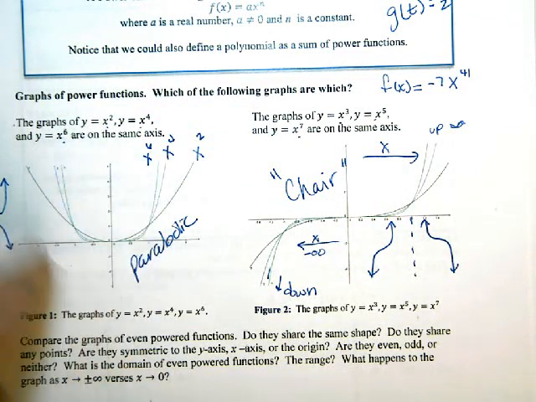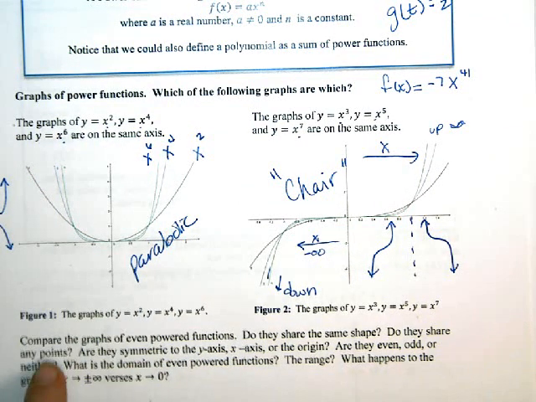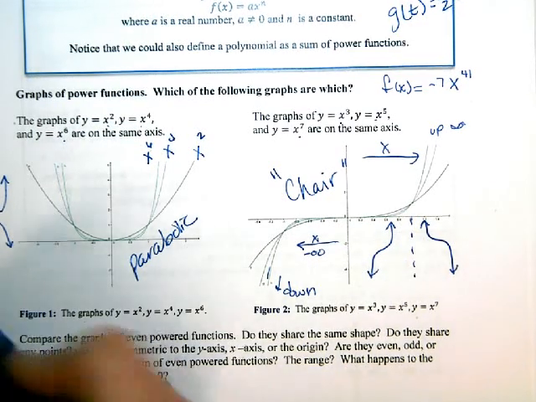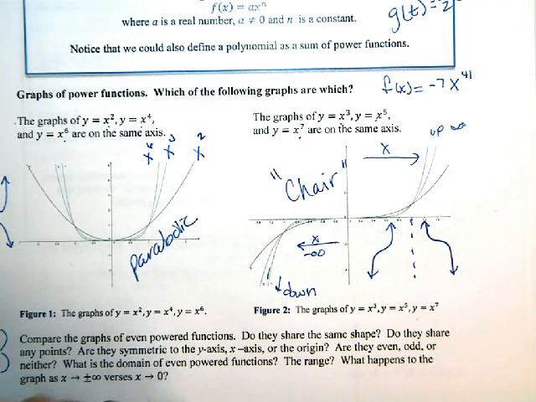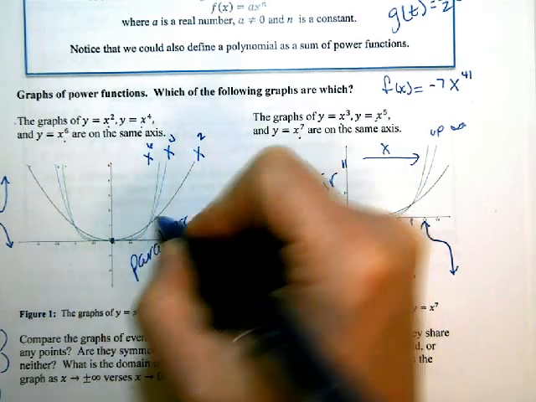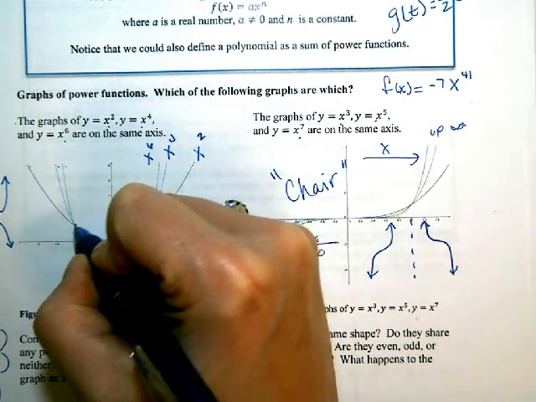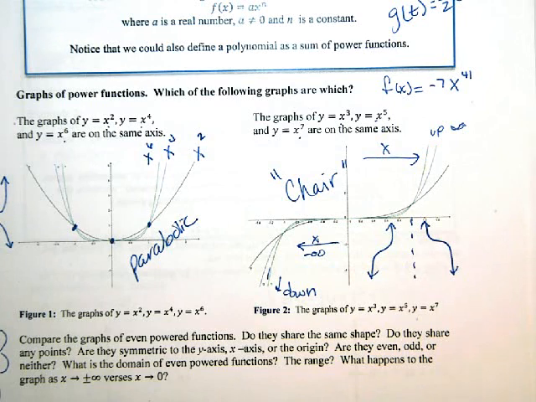But going back to the even-powered functions here, do they share any points? Why, yes. All even-powered functions share -1, 1 when they're in their parent form, and then 0, 0, and then 1, 1. And so I'll put these on here, 1, 1, -1, 1.